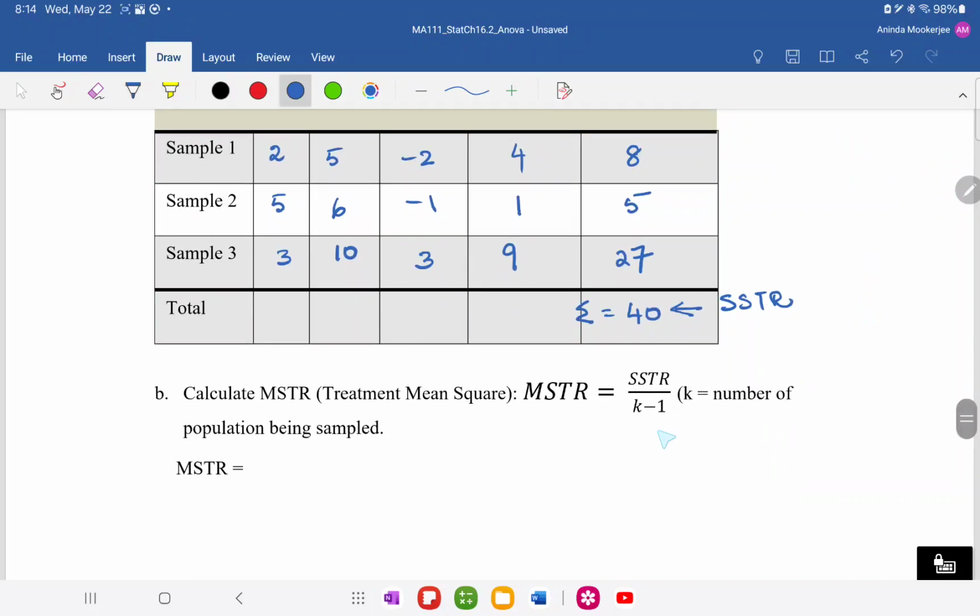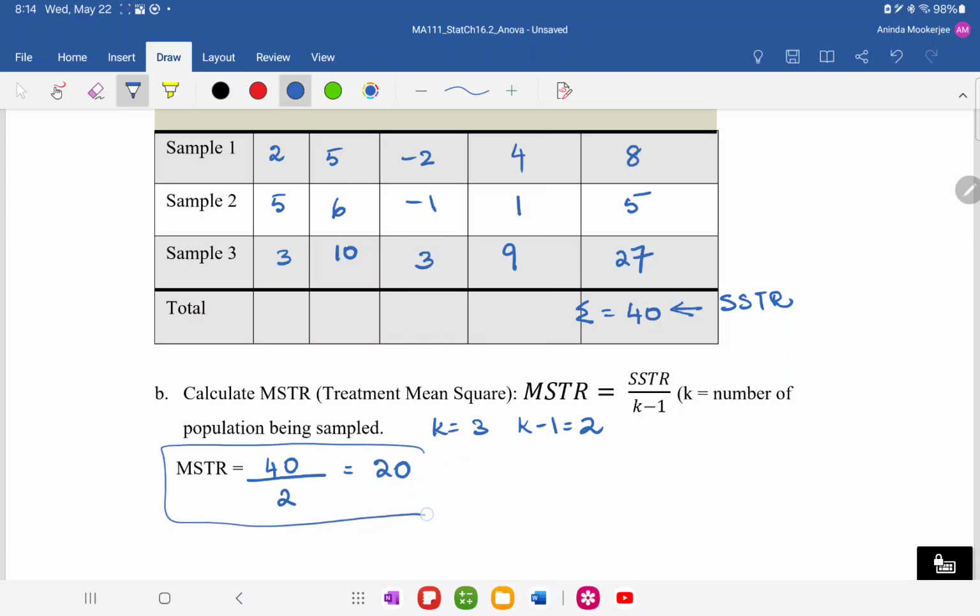Now that we know our SSTR, we can go ahead and find our MSTR. MSTR is SSTR over k minus 1. k equals 3 because we are comparing 3 populations, so k minus 1 will be equal to 2. Let's plug in the values here: 40 divided by 3 minus 1, which is 2, so it's going to be 20. So that's our MSTR value.